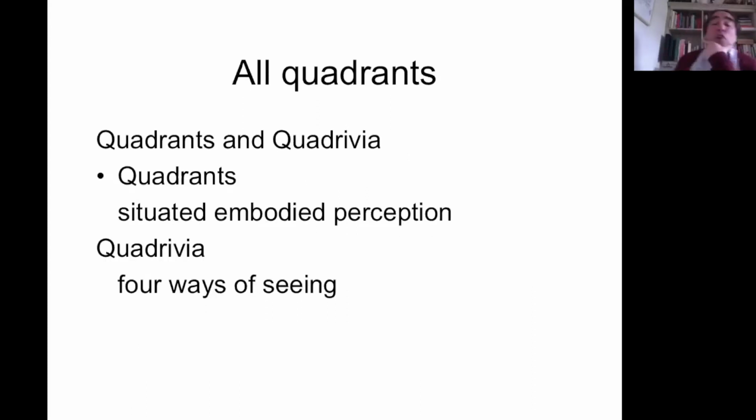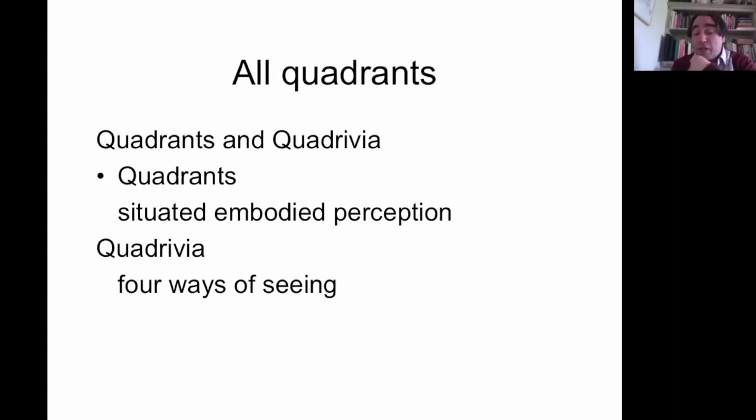So there's also two ways of looking at the quadrants. One is quadrants and one is quadrivia. Quadrants are situated embodied perception, which is pretty much the way I've just described somebody going to the store. They have four perspectives. They're looking at things from inside their own awareness, and their own awareness contains all four perspectives of the quadrants.